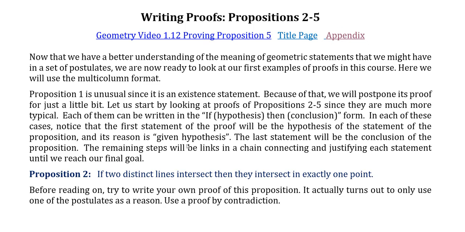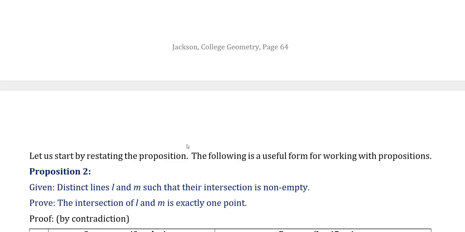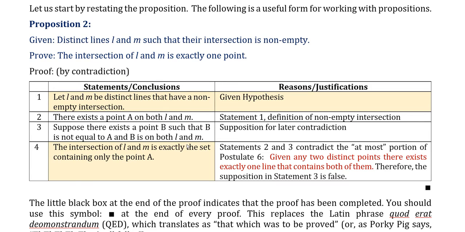Well, you're back, so I hope that means you made an attempt at this, but even if you didn't, let's go ahead. One useful form for working with propositions is to write it like this: Given, hypothesis; Prove, conclusion; and then Proof. So, Given: distinct lines L and M, notice I named them, such that their intersection is non-empty. Prove: the intersection of L and M is exactly one point. And Proof, and then I gave the reader a heads up that it's by contradiction, although that's not necessarily necessary.